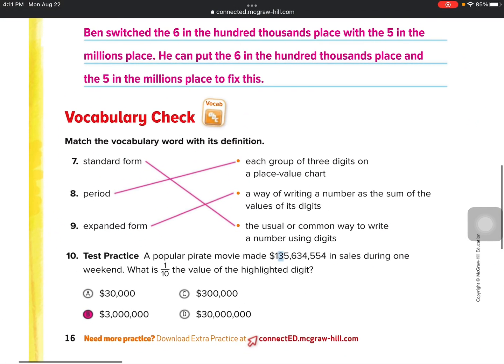Okay, vocabulary check. This is why the yellow are important to look at. Standard form goes with the usual or the common way to write a number. Period is like a comma. It goes every 3 digits. Expanded form is where you write the sum of all the values.